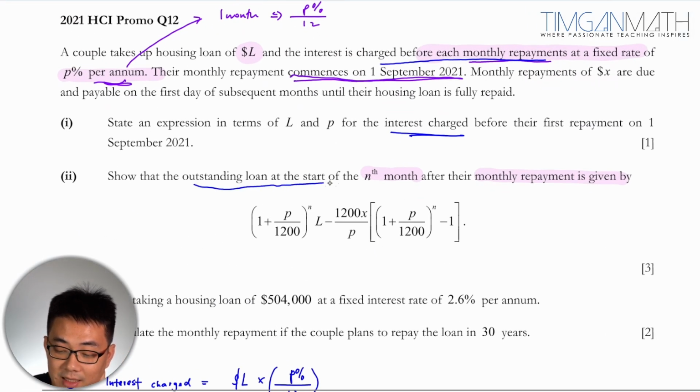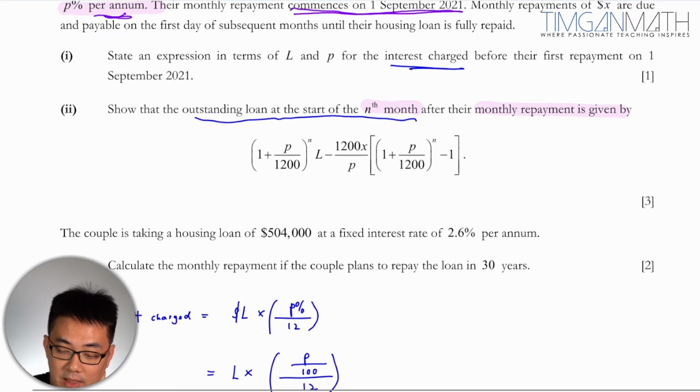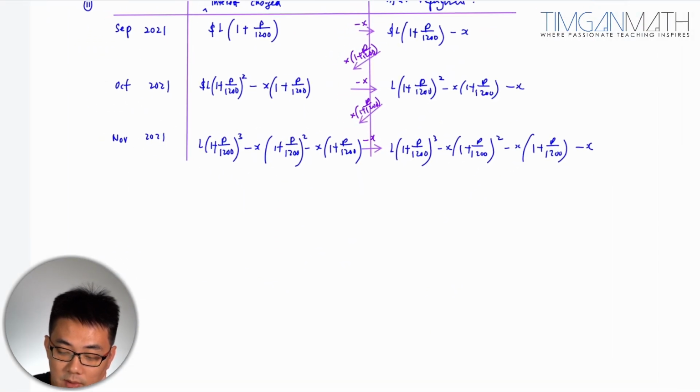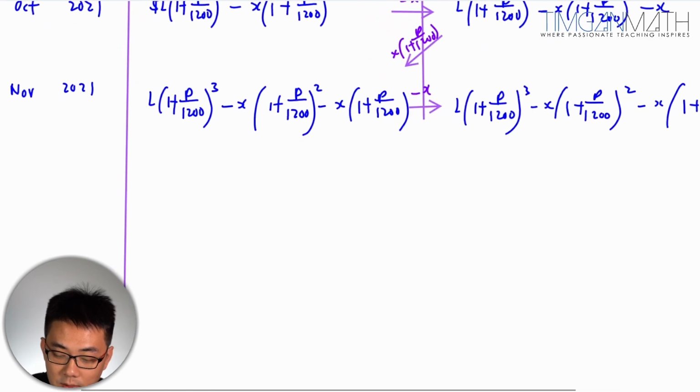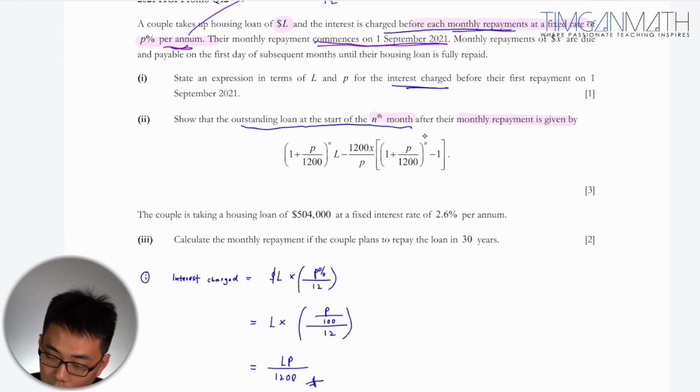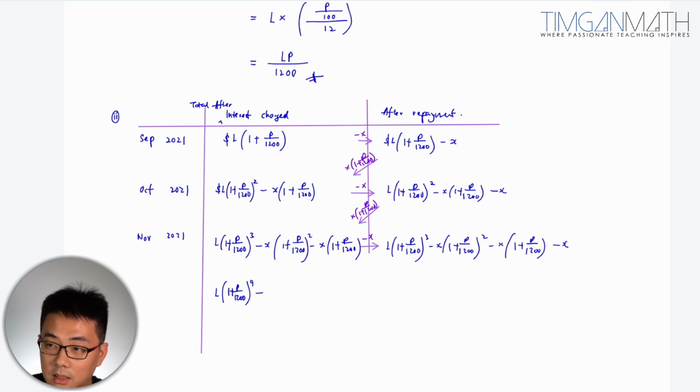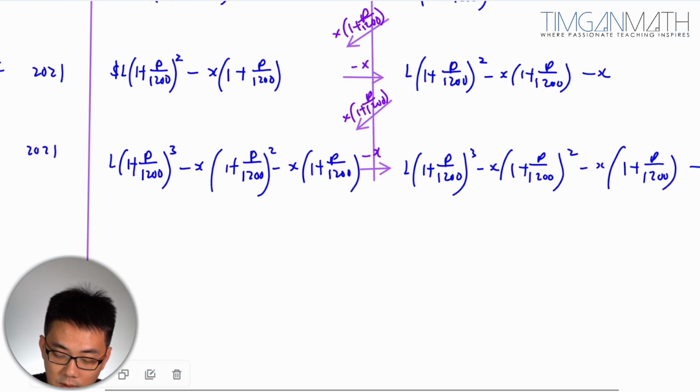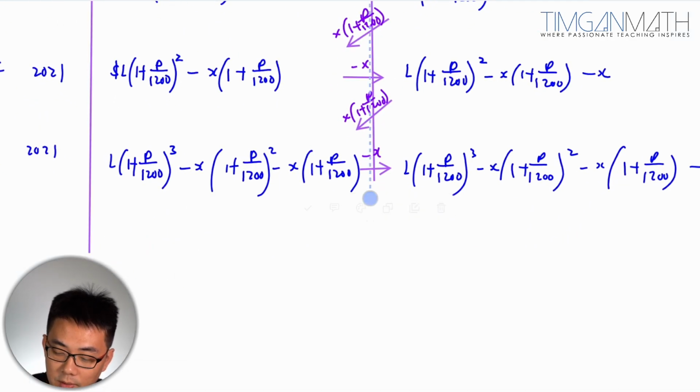Once you're done, we could just write down what the next thing is. Show that the outstanding loan at the start of each month after their monthly repayment is given. So we want the start of each month. So this is the start of each month here. This is what we want. Okay, so let me just write it down, the subsequent one, which is we need to multiply by this. So we are looking at the start here. Is it after their repayment? After their monthly repayment. After the monthly repayment will be here, this portion, not the start. Okay, so always read the question properly.